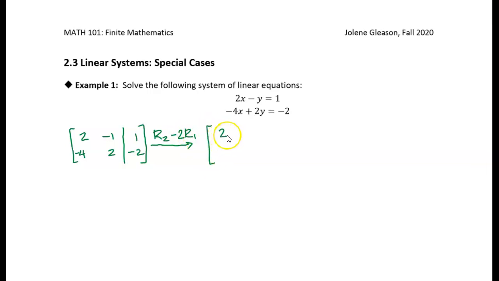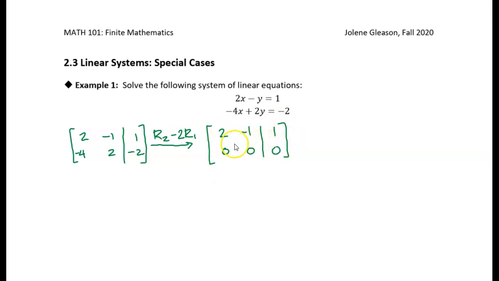I'm just going to leave the first row as it is. And then if I take 2 times 2 is 4, add it to 4, I get 0. 2 times -2 gives me -2, add it to 2, I get 0. 2 times 1 gives me 2, add it to -2, I get 0. All right, well, now I'm kind of stuck.